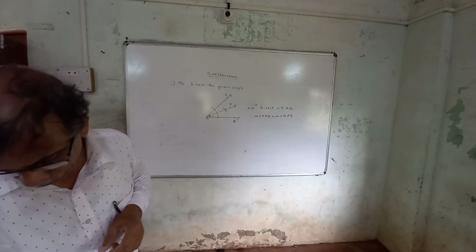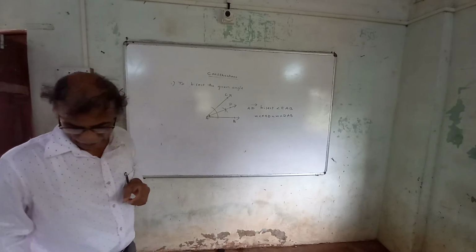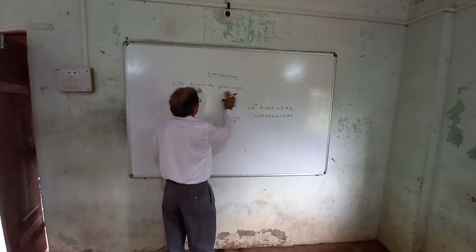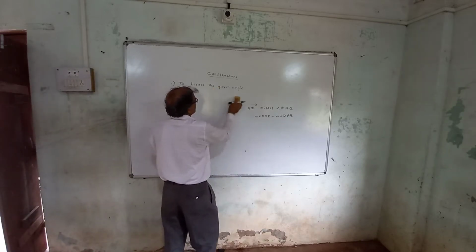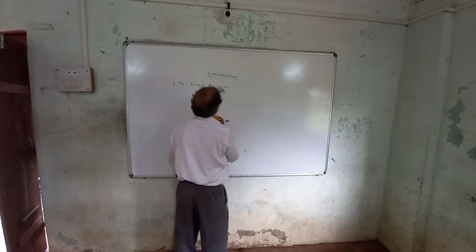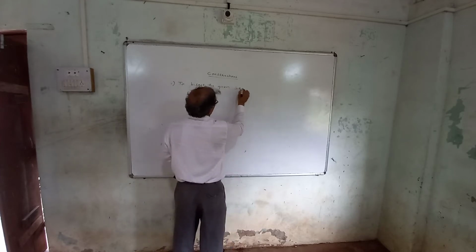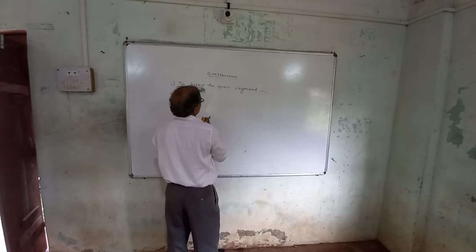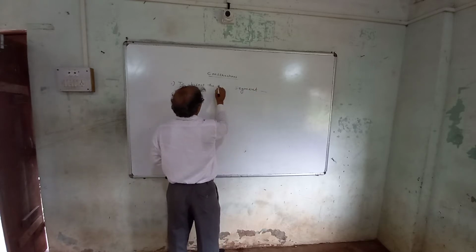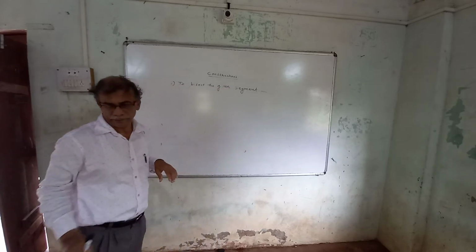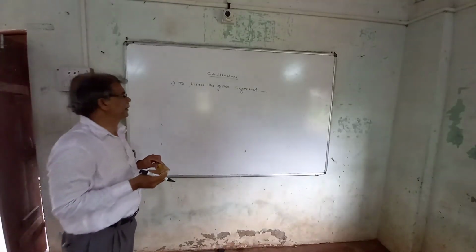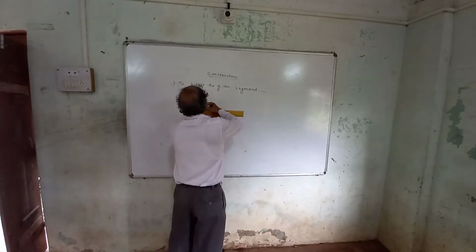Then, how to bisect a given segment? To bisect a given segment means to divide the given segment into two equal parts.